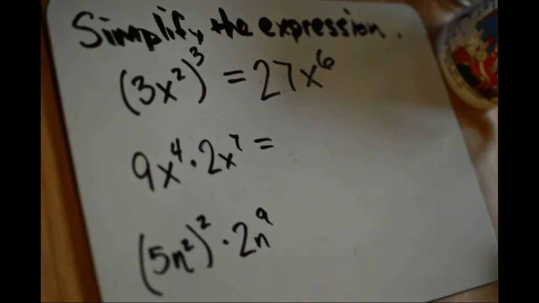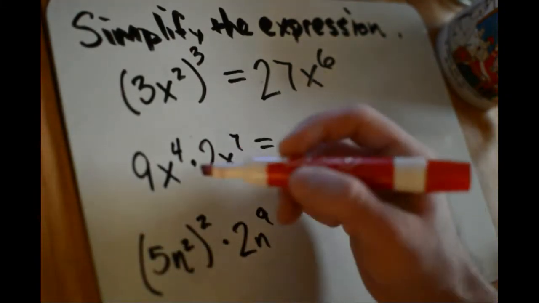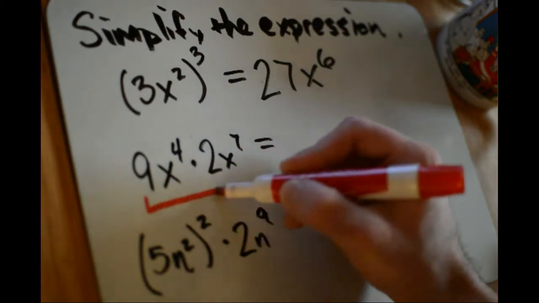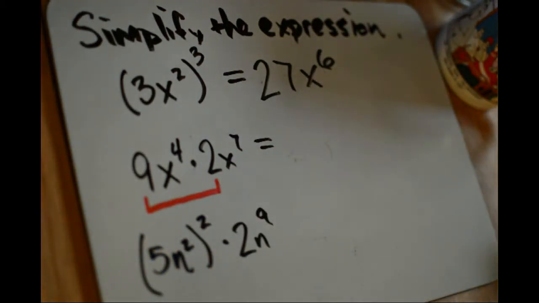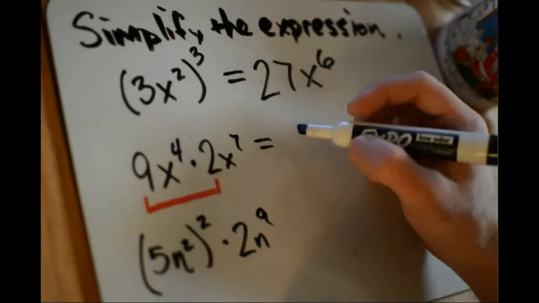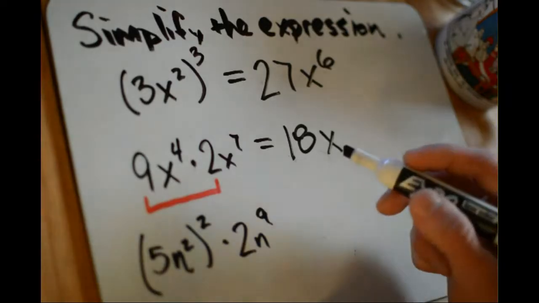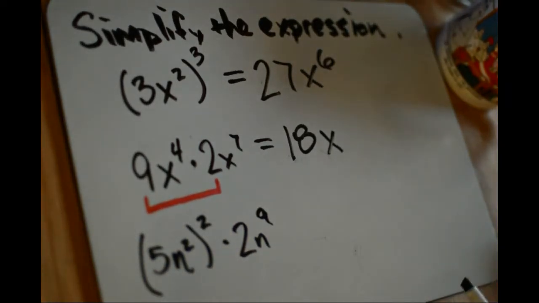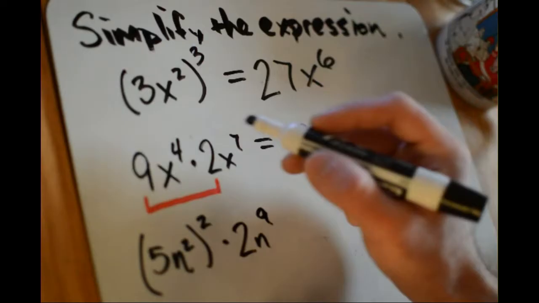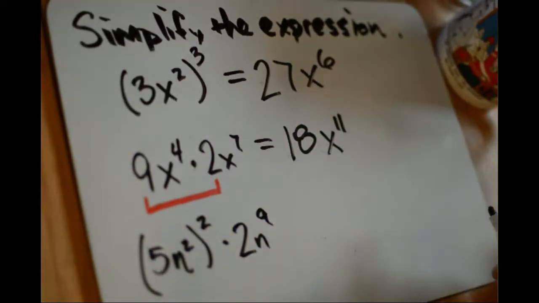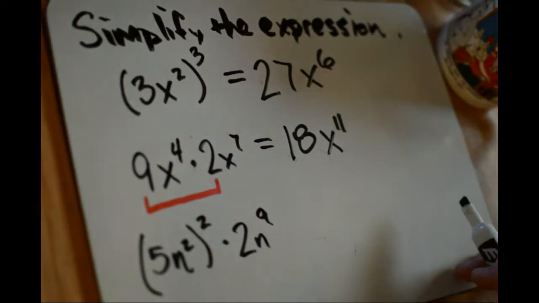On this next example, we have 9x to the fourth times 2x to the seventh, and we're just multiplying these two terms together, no power to a power here. Because we have commutative multiplication, the 9 and the 2 can be multiplied together first. So 9 times 2 is 18, and the x terms can be multiplied next, and because we are multiplying powers with the same base, we're adding those two exponents, and 4 plus 7 is 11. So this all simplifies to 18x to the 11th.